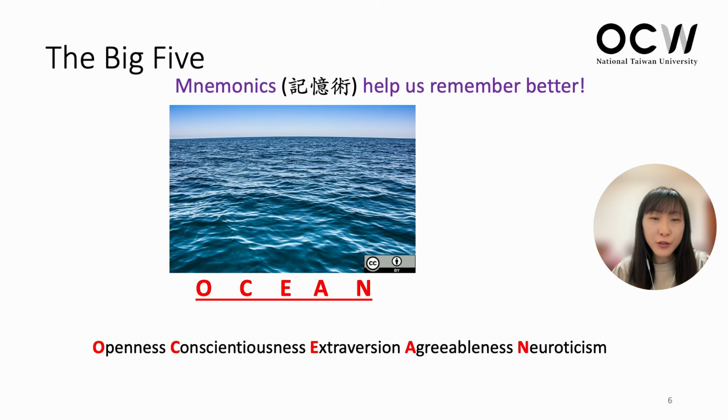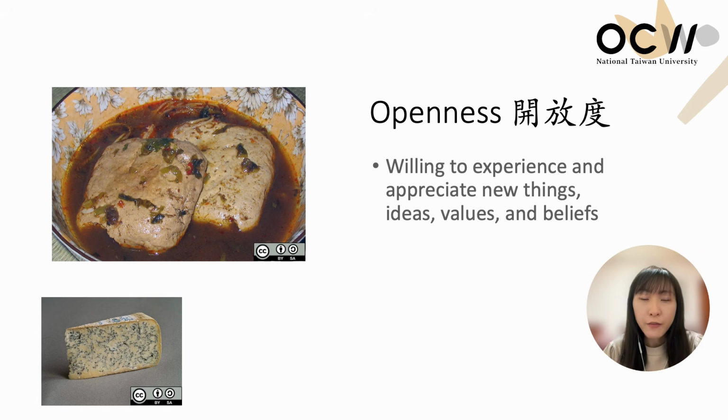Psychologists use factor analysis to reduce the massive list of different descriptors down to only 5. So we could use mnemonics to help us remember better. For example, we use OCEAN to remember the Big Five. O stands for openness, C stands for conscientiousness, extraversion, agreeableness, and neuroticism. So you could try to remember the OCEAN this way. First, let's talk about openness. Openness is the tendency to appreciate new things, values, feelings, and behaviors.